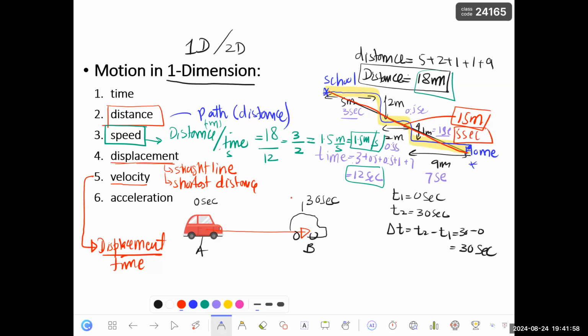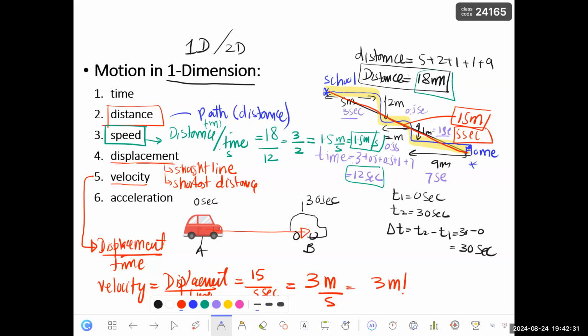So if I substitute this 15 and 5 for the displacement and time, velocity is equal to displacement over time, which is 15 over 5, and the answer is 3 meters per second. Just like speed, you can write 3 meters per second.